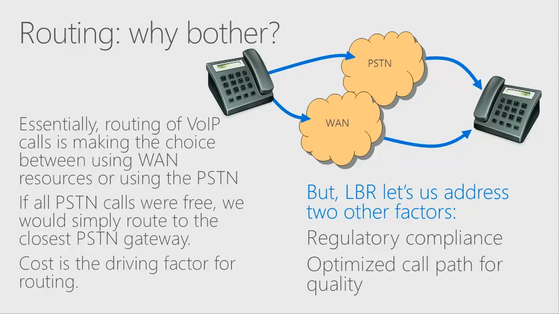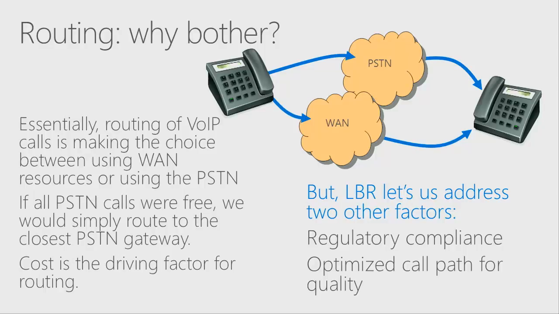But location-based routing is actually designed to address a couple other factors. PSTN calls are not free, so we still have to make this decision. Do we use wide area network resources or do we use PSTN resources? And because of the money involved, there's regulatory compliance issues as well. So some countries have regulations that are designed to protect the revenue of the telephone company, and they don't want us using our wide area network to bypass a call that should have been put out onto the PSTN. So regulatory compliance. We also have a chance here to optimize our call path for quality.